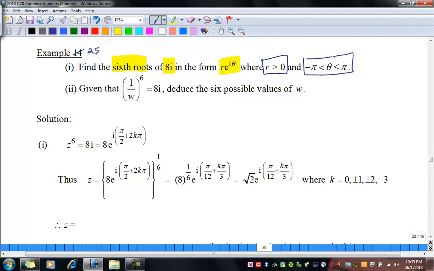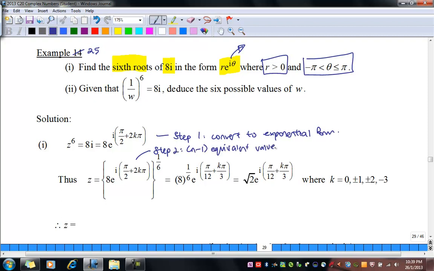Okay, so without further ado, I will leave you to work this out, because I know that I want to leave my roots in exponential form. Therefore, in step 1, I am going to convert to exponential form. And by now, this should be something that is quick and easy for you to perform. Then in step 2, I am going to create my n equivalent values by adding 2k pi, and k is going to take on the values of 0, plus minus 1, plus minus 2, and negative 3. Now subsequently, I find that I can easily proceed to step 3, which is to find the n different roots.